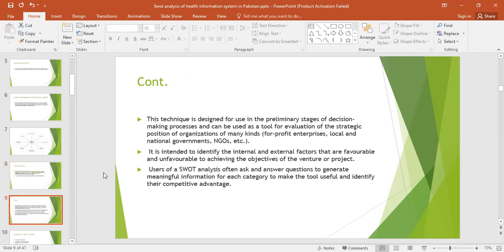This technique is designed for use in the preliminary stages of the decision-making process and can be used as a tool for evaluation of the strategic position of organizations of many kinds: profit enterprises, local and national government, NGOs. It is intended to identify the internal and external factors that are favorable and unfavorable to achieving the objective of the venture or project. Users of SWOT analysis often ask and answer questions to generate meaningful information for each category to make the tool useful and identify their competitive advantages.